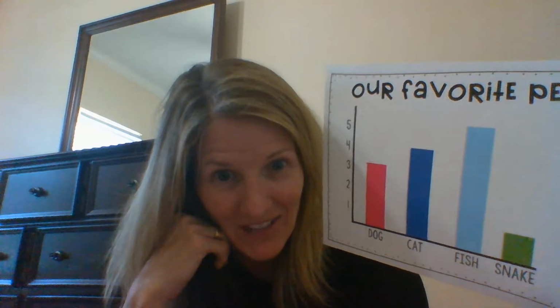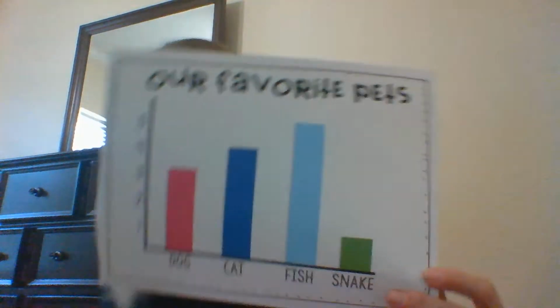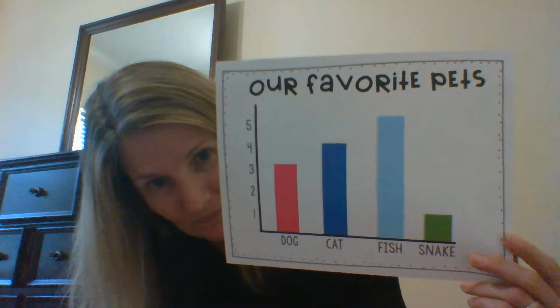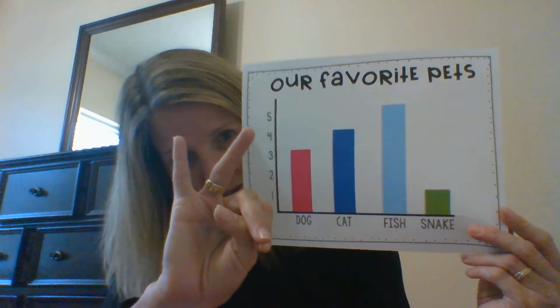Done. Okay. How about a fish? Can you be a fish? And swim around your room. Swim, swim, go like this. Right, swim around. And finally, a snake. Slither like a snake. Crawl on the ground. Slither, slither, slither. 5, 4, 3, 2, 1.